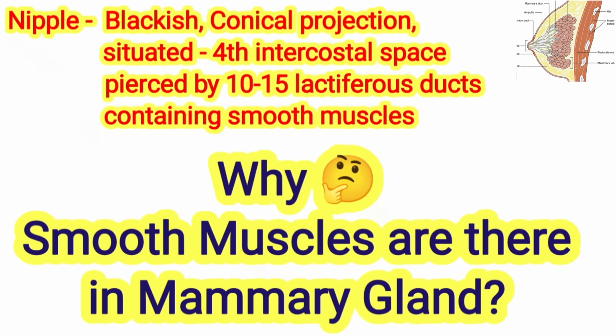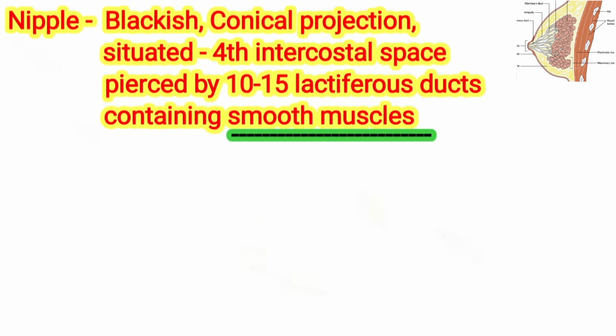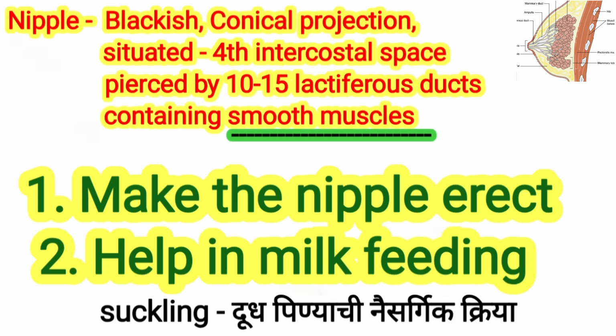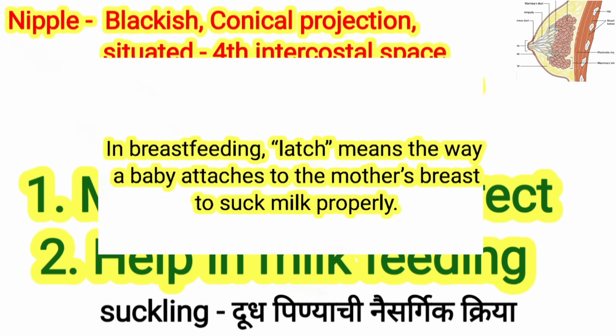Why are smooth muscles there in mammary glands? This question may be arising in your mind. Let me explain. Smooth muscles are present in the mammary gland mainly around the nipple and areola. Their main functions, let me tell you. First, make the nipple erect. Second, help in milk feeding. When the nipple is stimulated by cold, touch, sexual stimulation, suckling, then the smooth muscles contract and they cause erection of the nipple. This helps the baby latch during breastfeeding.